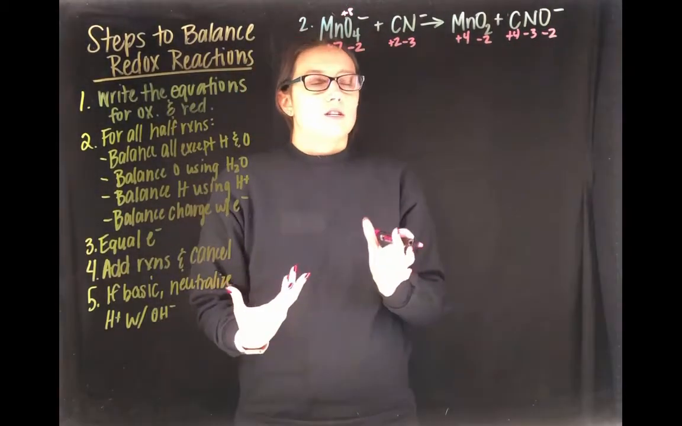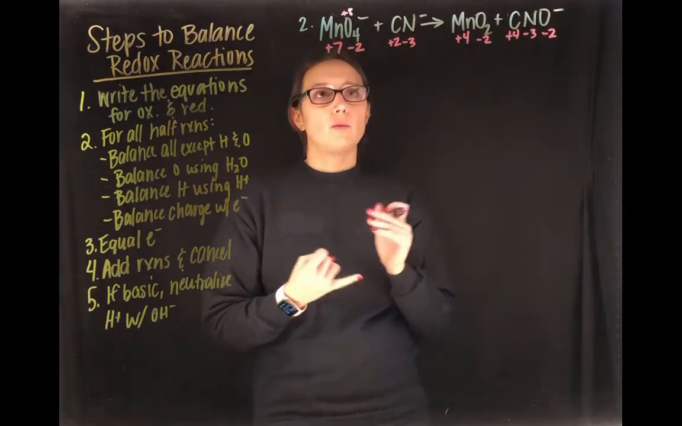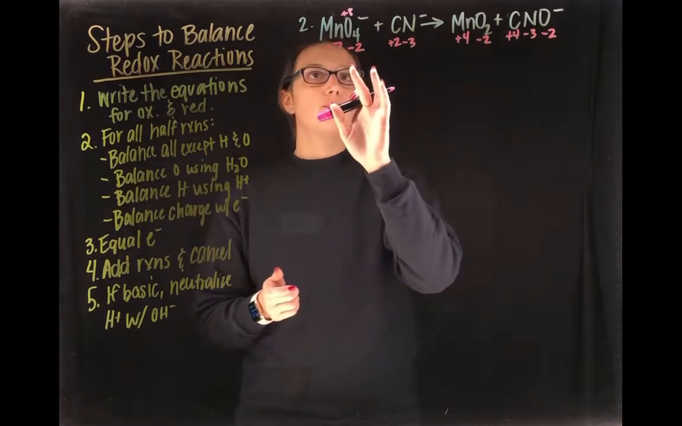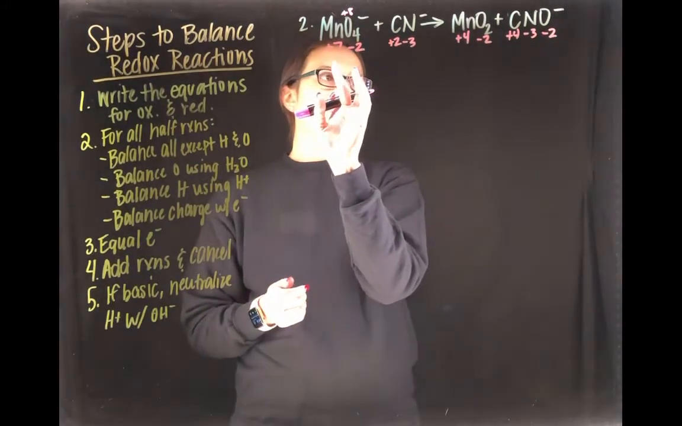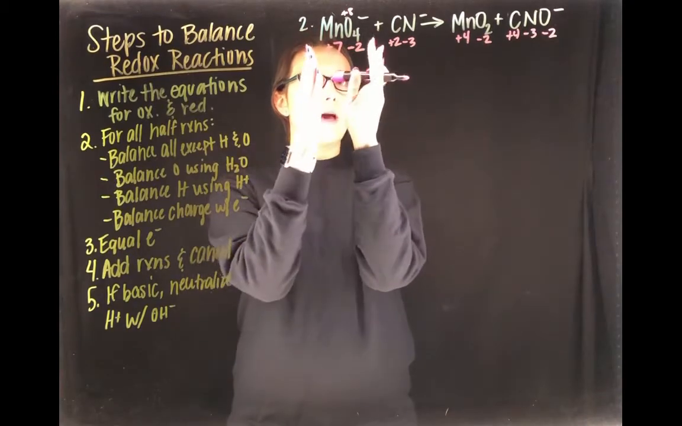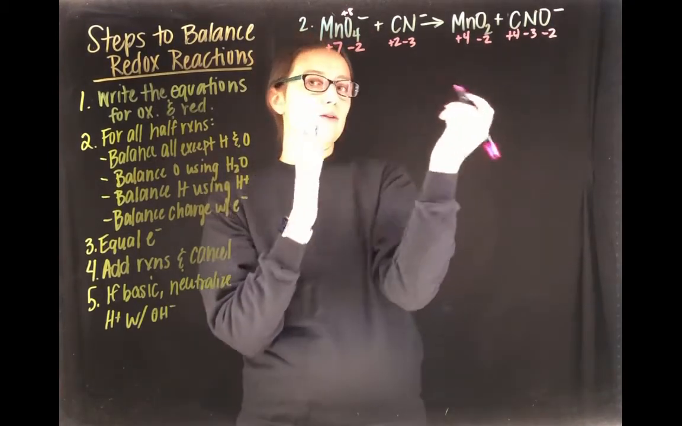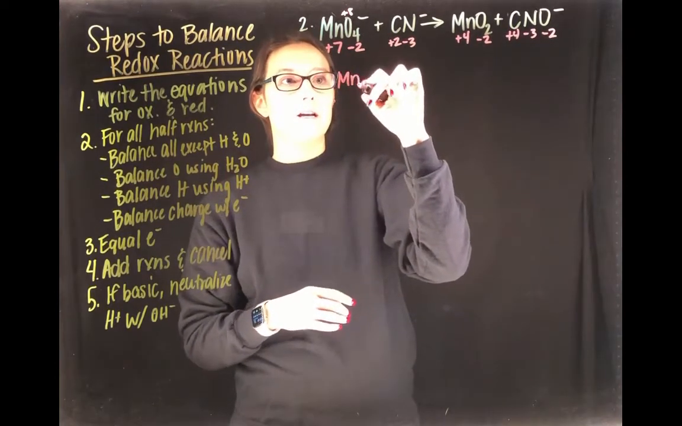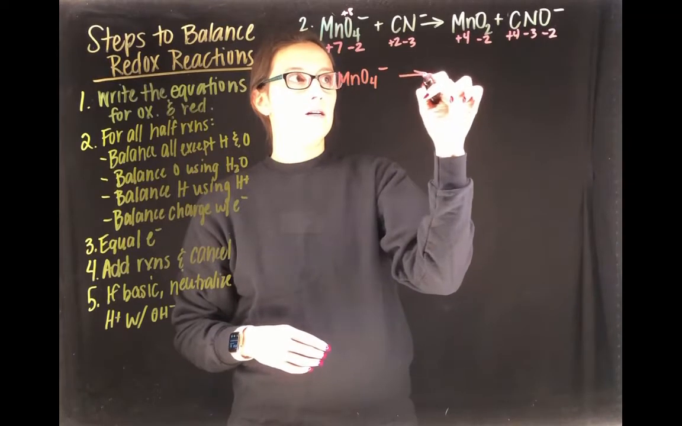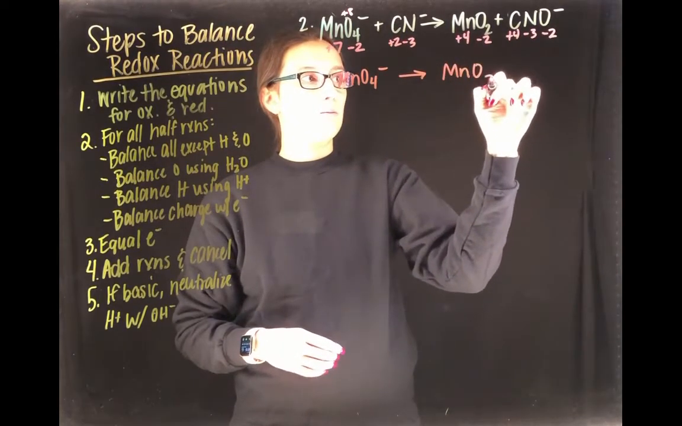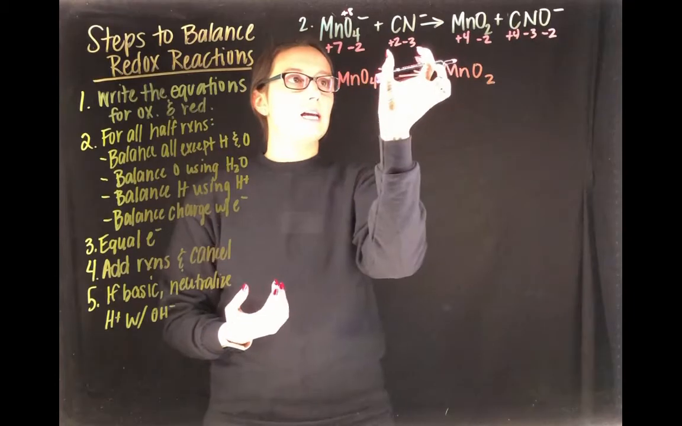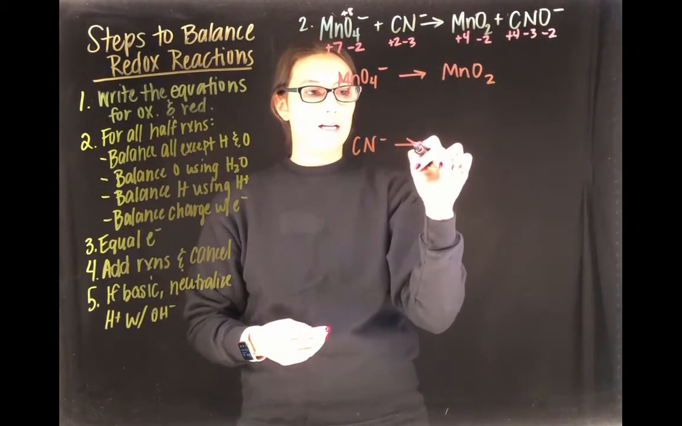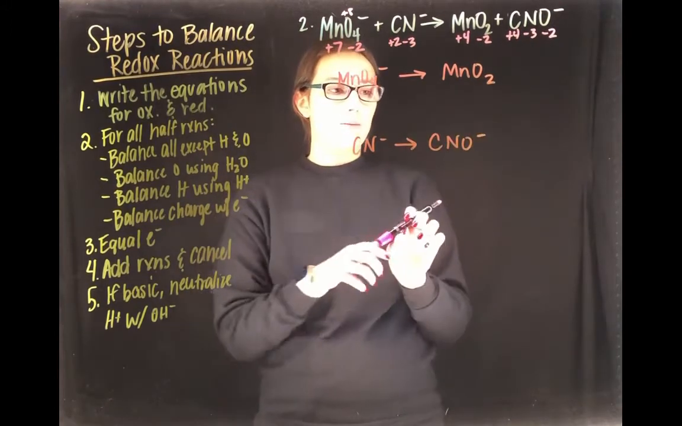So now that we have our oxidation numbers figured out, we need to look at what is the oxidation half reaction and what is the reduction half reaction. So we have Mn going from +7 to +4. So I know that MnO4 minus going to MnO2 is half of the reaction. So one of the half reactions is MnO4 minus becoming MnO2, which means that CN minus going to CNO minus is the other half reaction.